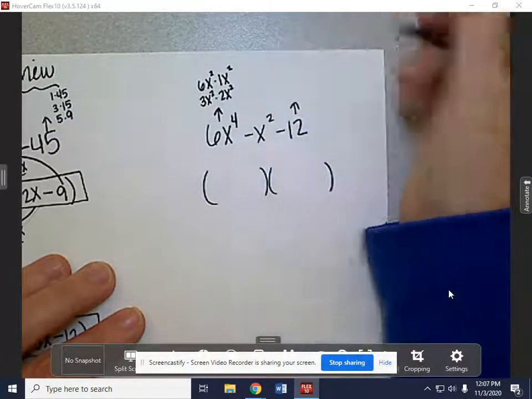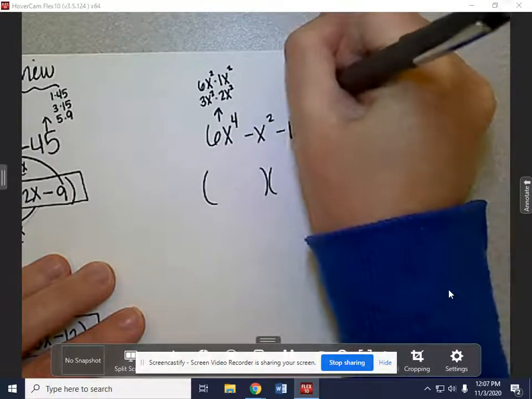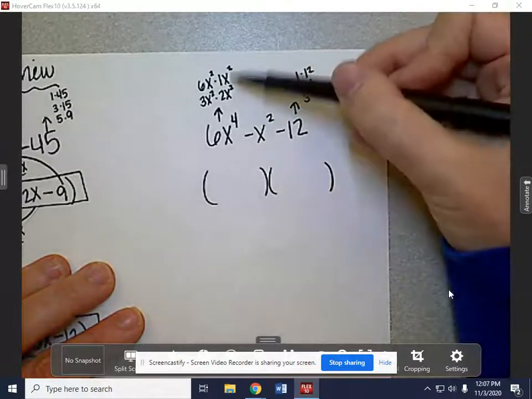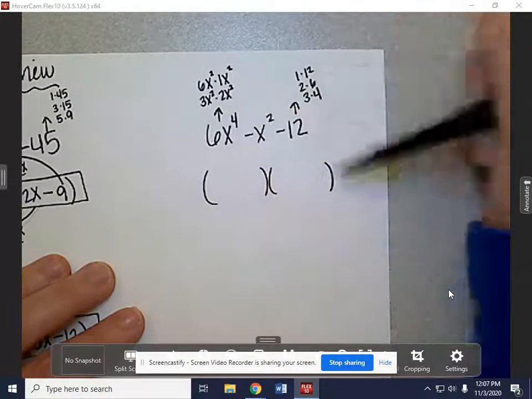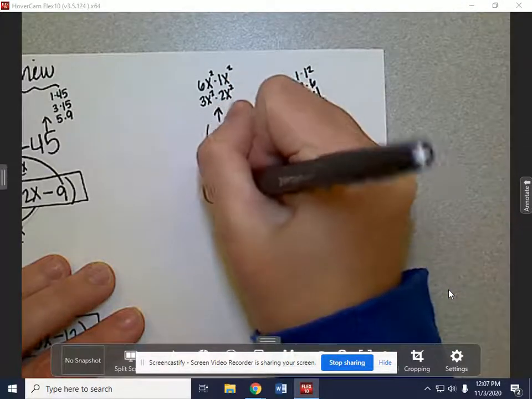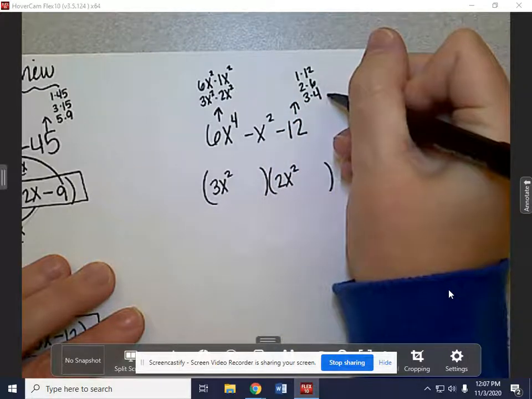For 12, what do we got? We got 1 and 12. We got 2 and 6. We got 3 and 4. And we're going to start to fill in and just see what works. I'm going to work backwards once again. So I like to write it in order, but always start with the ones that are closest together. So we have 3x squared and 2x squared. So I'm splitting those up. I'm going to start with 3 and 4.